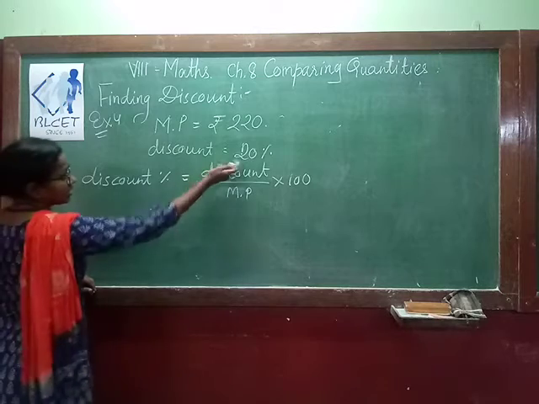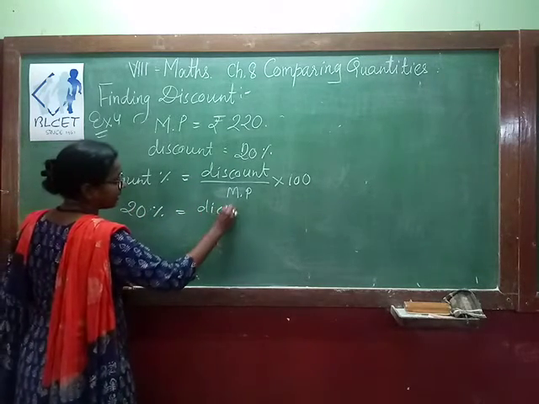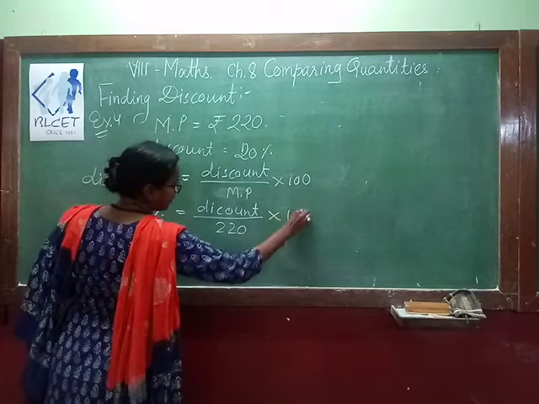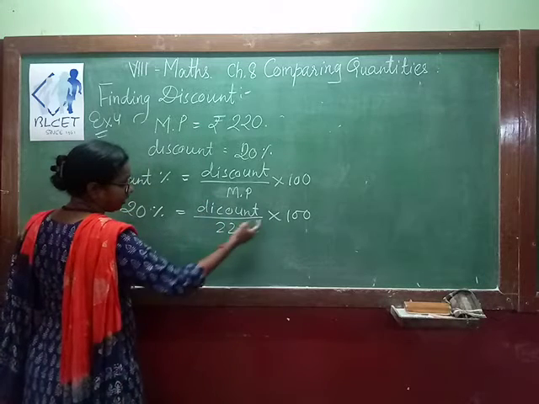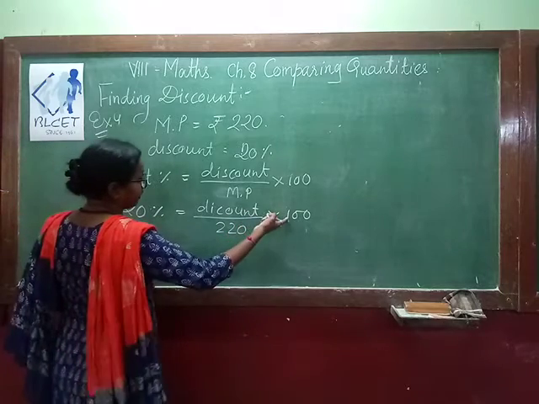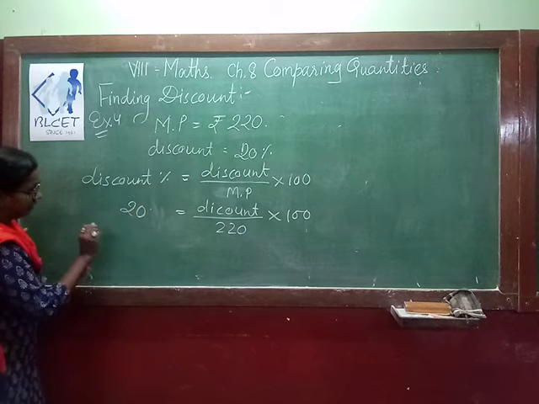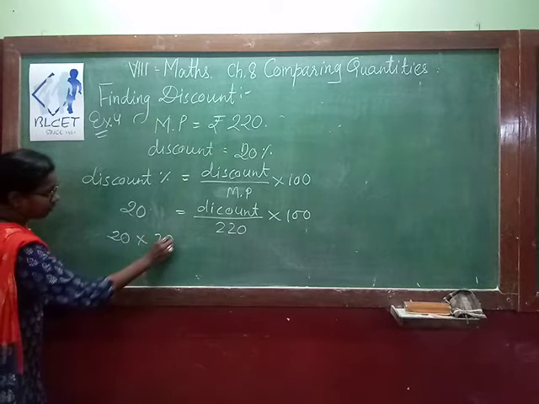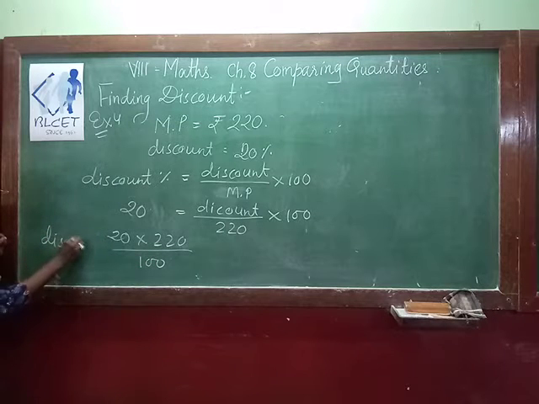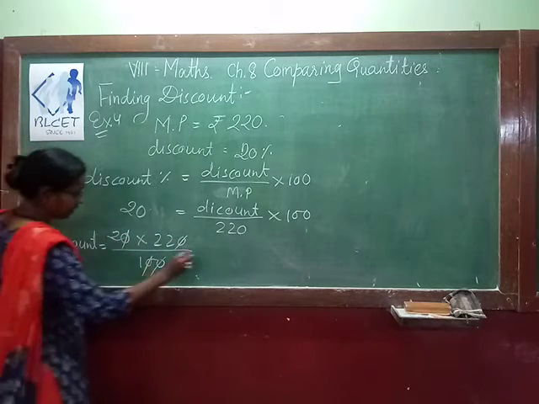So discount percent is given, that is 20%. Discount rupees we don't know, write it as it is. Mark price we know, that is 220 and 100 as it is. So now what we want to form? Only this discount percent. So this division will go over here as a multiplication and this 100 will go as a division. Don't write percentage sign. Discount percent is 20. So therefore 20 multiplied by 220 divided by 100. What it gives you? Discount in rupees. So cancel it. This is also cancelled. So what is the answer?